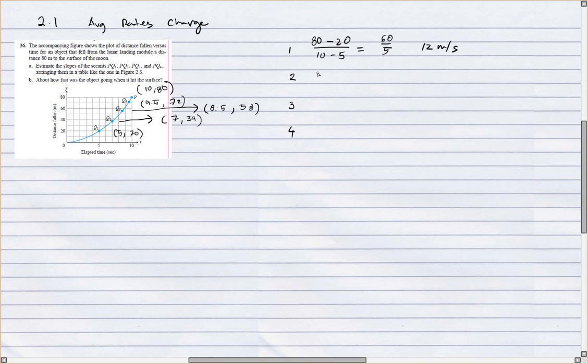Secant line 2 will be 80 minus 39 all over 10 minus 7, that's this point right here, is equal to 41 all over 3 seconds, which will be 13.7 meters per second. And just as expected, it is speeding up.